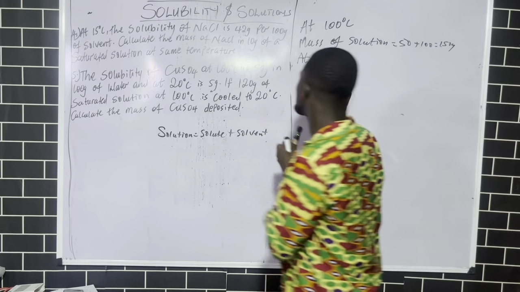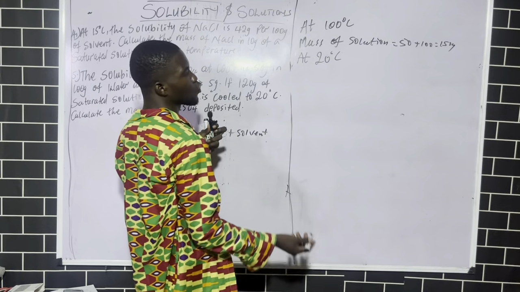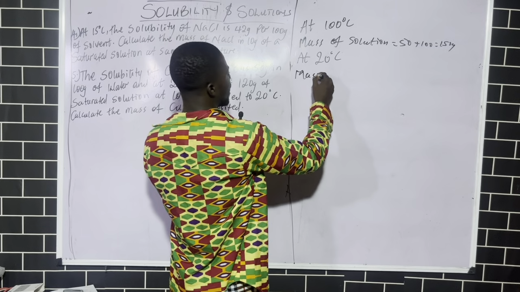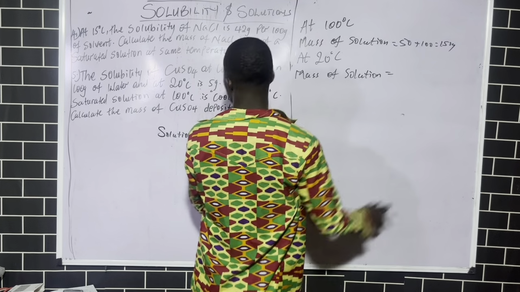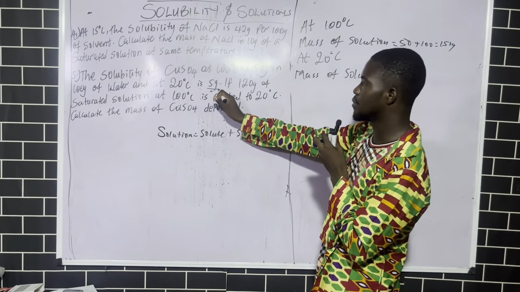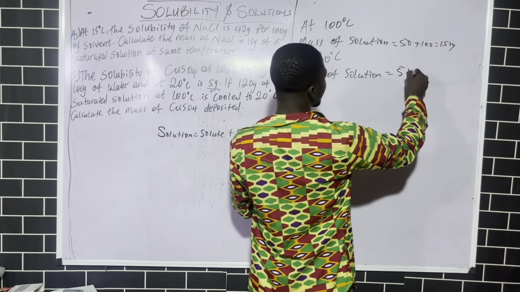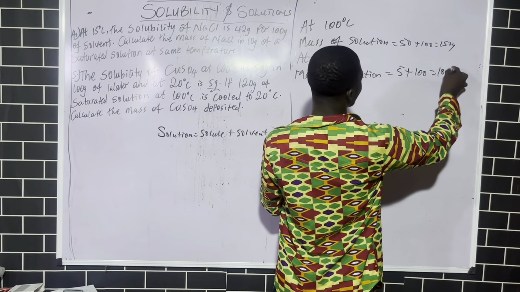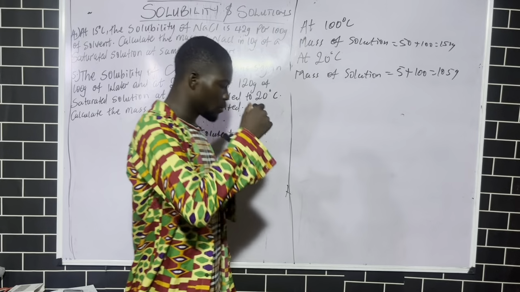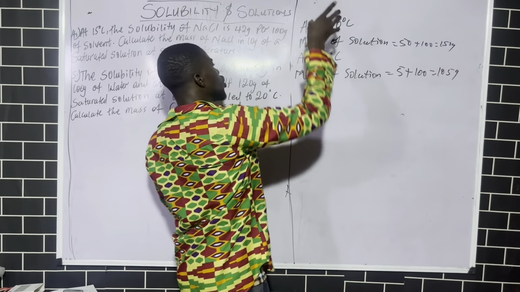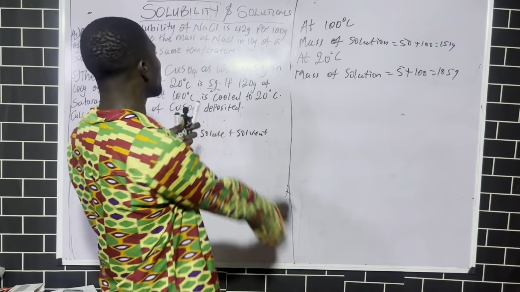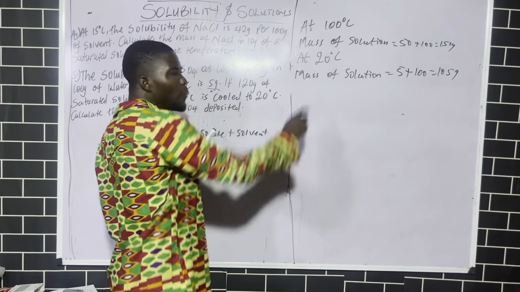Then at 20 degrees Celsius, are you seeing it now? At 20 degrees Celsius, what will be the mass of solution? Mass of solution is equal to, look at it, 5 gram in 100. That will be 5 plus 100 equals 105 gram. So then, the question says they cool it from 100 degrees Celsius to 20 degrees Celsius. What will be the mass?